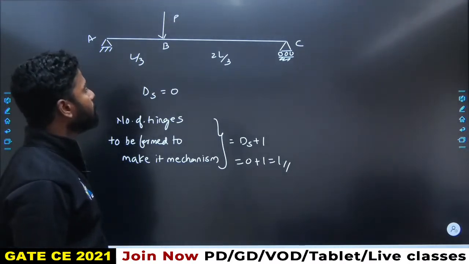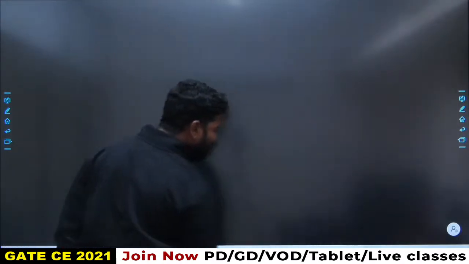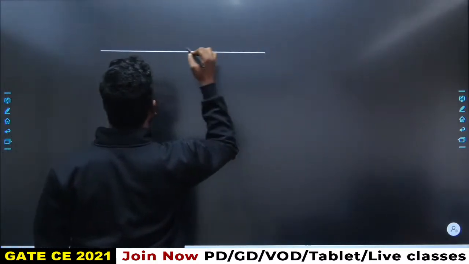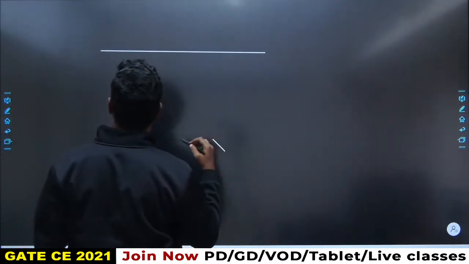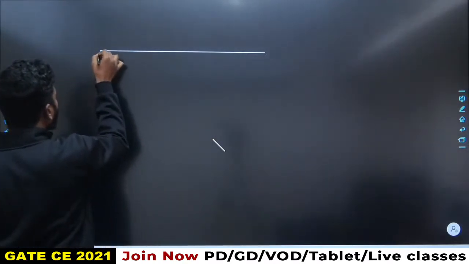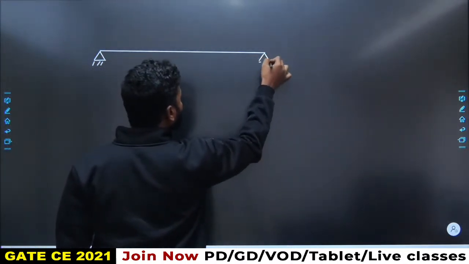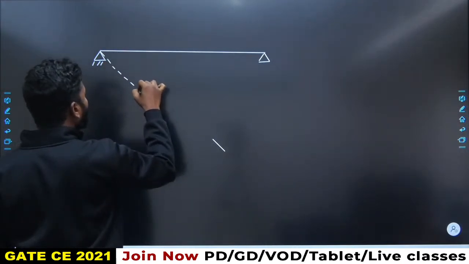So where will the hinge form? Generally it will form under the load, right? Hinge will form under the load. So if the hinge forms under the load, the rigid body mechanism will be under the load.